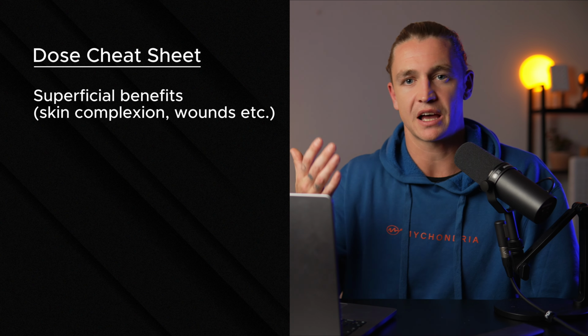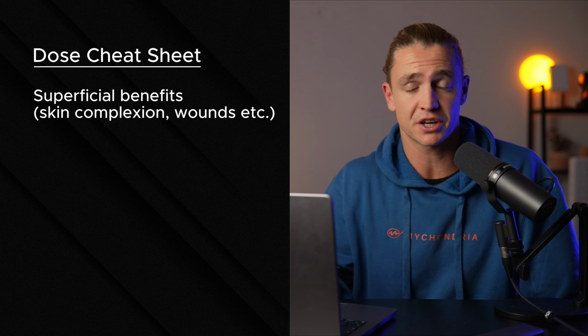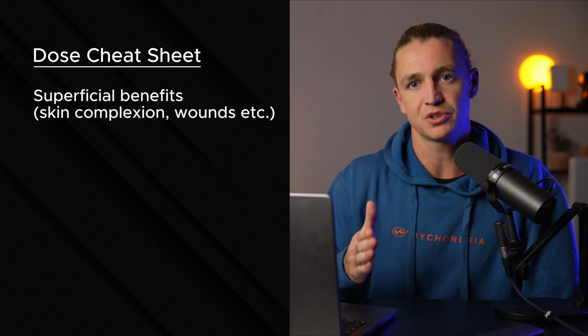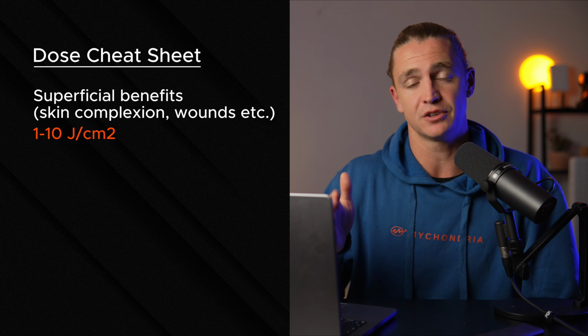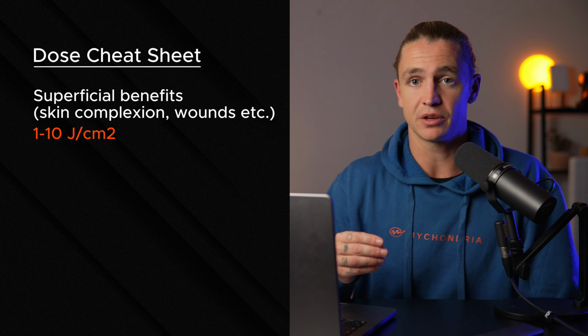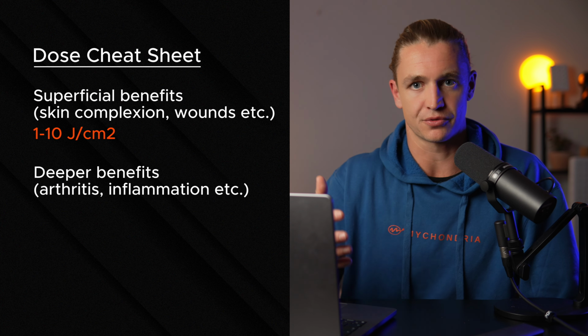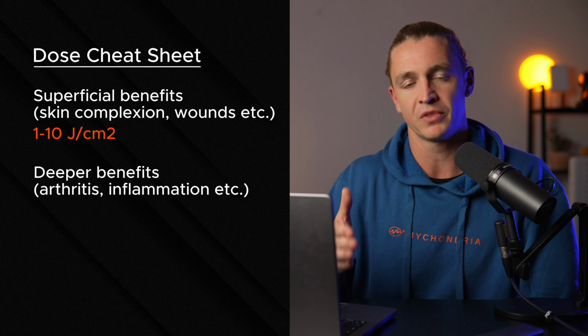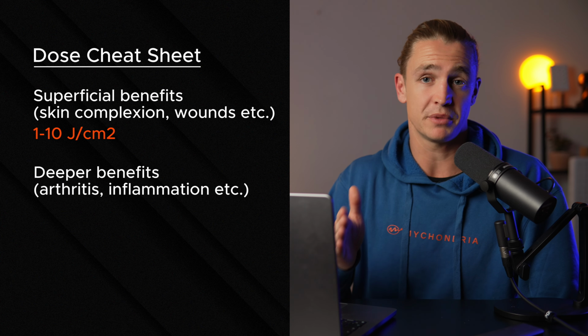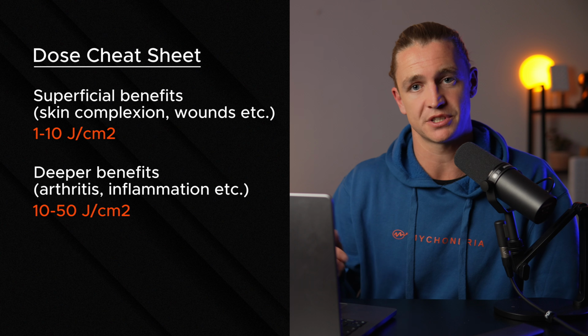Now, a quick cheat sheet that you can use if you don't want to go through a ton of studies is if you are looking for superficial benefits. So let's say it's outer skin, you're looking for improved skin complexion or wound healing, then you're generally doing between 1 to 10 joules per centimeter squared. If you are looking for something a bit deeper, so let's say it's arthritis or a deep form of inflammation, then the dose that you should be aiming for can be anywhere from 10 to 50 joules per centimeter squared.